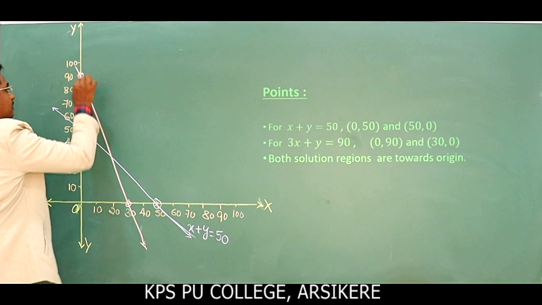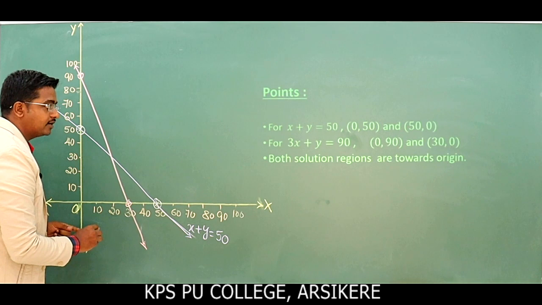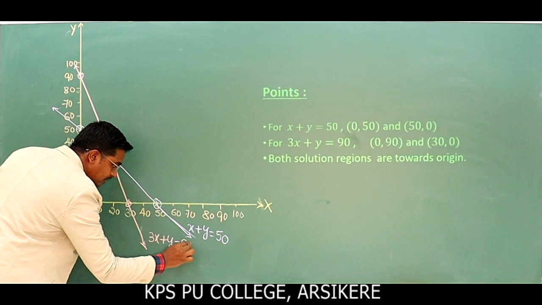So we'll join these two points. The corresponding equation is 3x plus y is equal to 90. So now observe here.